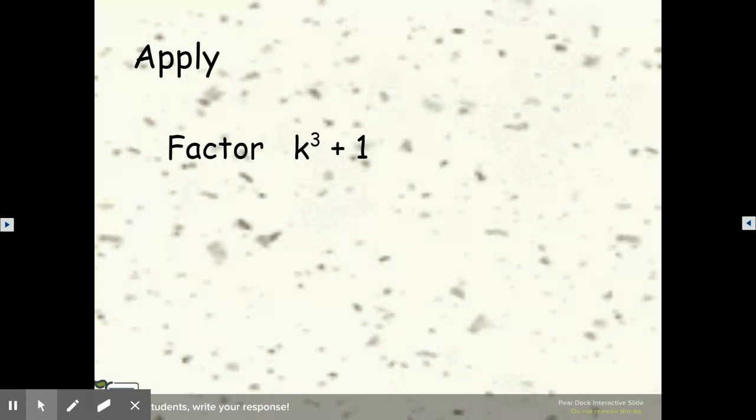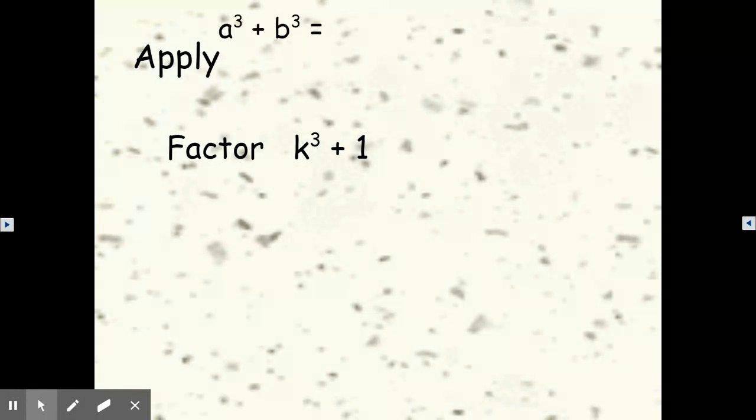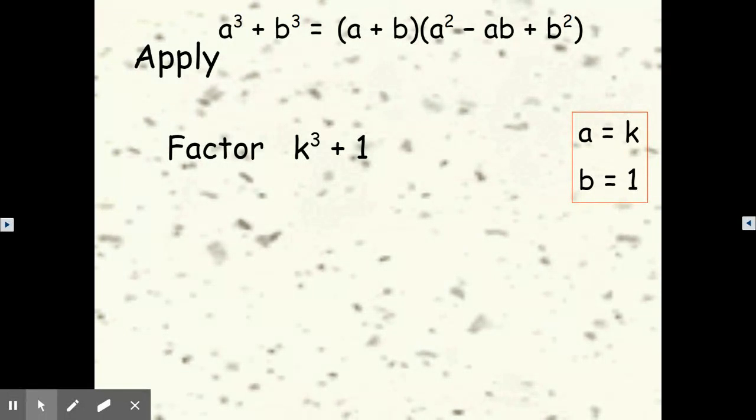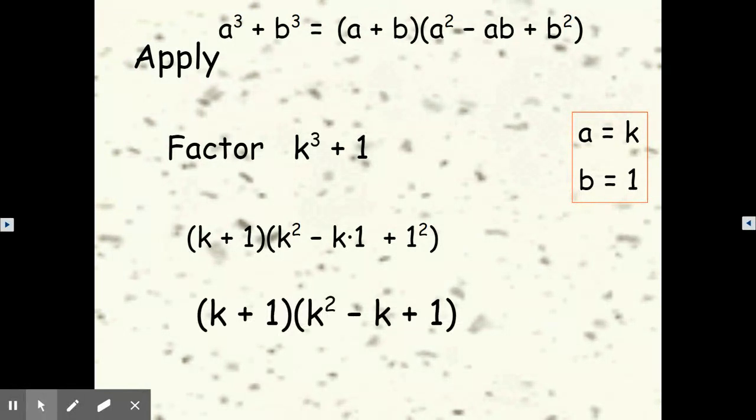So if I was going to factor something like k cubed plus 1, you could pause and try this on your own, or you could see it as an example. I think this one's fairly straightforward. The first number, the a value, is k, and the b value is 1, because k times k times k is k cubed, and 1 cubed is 1. So if I follow this pattern, if I identify k as the a value and 1 as the b value, you would have k plus 1, because that's a plus b, and then a squared is k squared, ab is k times 1, and b squared is 1 times 1, which is 1 squared. So it's k plus 1 times k squared minus k plus 1.